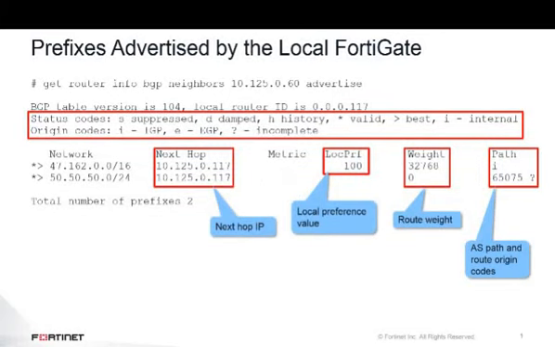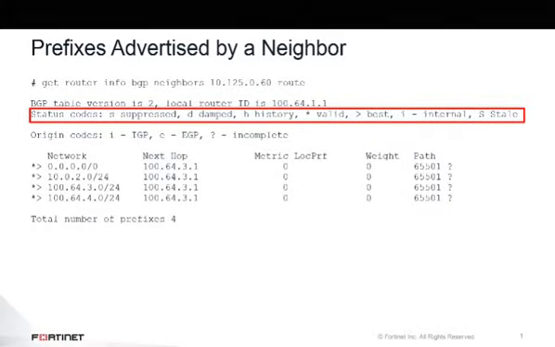This slide shows the command you can use to get details about the prefixes the local router is advertising. Status codes identify codes associated with a routing entry. For each prefix, the command displays the following: next hop IP, local preference, weight, AS path. This slide shows the command you can use to display the routes advertised by a neighbor.